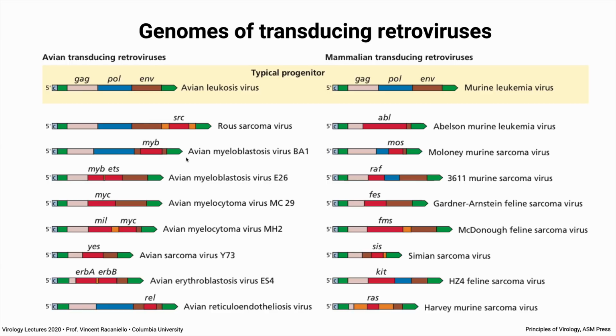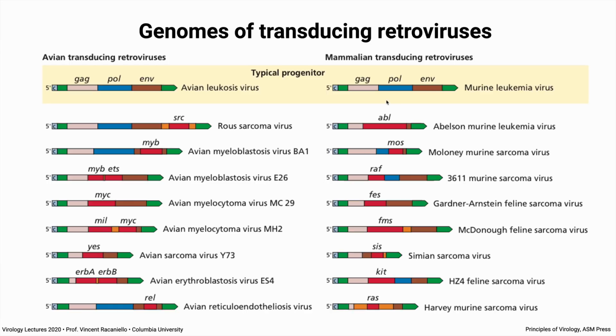But look at this second one, avian myeloblastosis virus. It's got an oncogene called c-myb stuck in it. It has inserted right into the envelope gene. There's no more envelope here. This virus cannot make particles on its own. It needs a helper virus, so it's defective. And all these other viruses isolated and identified different oncogenes: ets, myc, mil, yes, erb, rel. They're all mostly defective because the oncogene is stuck somewhere in the retroviral genome. So that's what I mean when I say Rous was lucky.